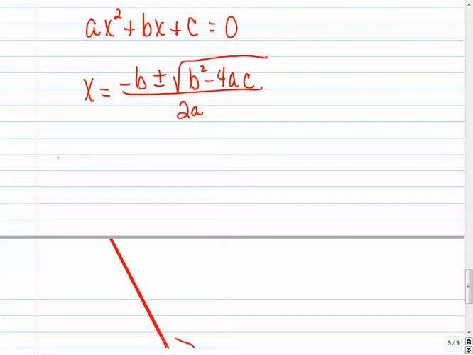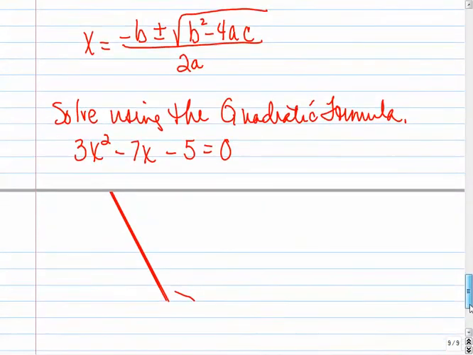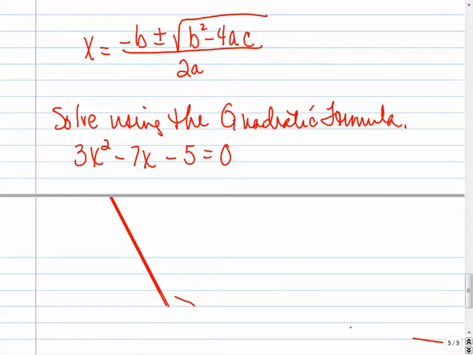And so I want to solve using the quadratic formula. And so the first equation I want to solve is 3x squared minus 7x minus 5 is equal to 0. So this is a quadratic equation. It is in the right form. So let me move this down just a little bit so I have some more room here to work.